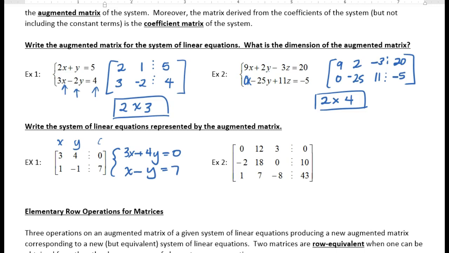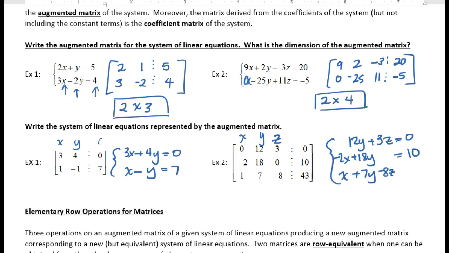All right, in example 2, again, we write the system of linear equations. We have our x variables, y variables, z variables, and then the constants over here. So I'm going to have 0x, so I don't even write that in there. And then I do 12y plus 3z equals 0. Then I have -2x plus 18y, and I can leave the z part at 0, equals 10. Then I have x plus 7y minus 8z equals 43. So that's how I would write the system of linear equations that are represented by this augmented matrix.